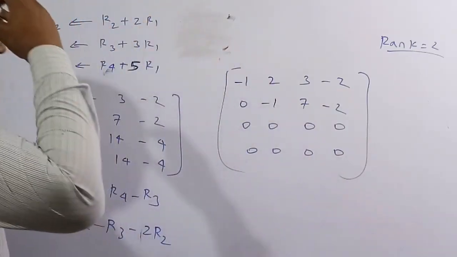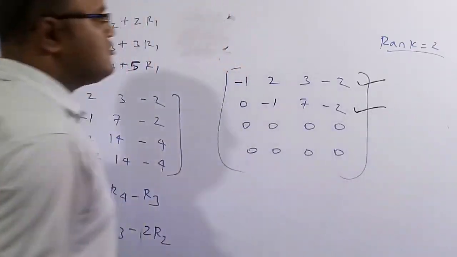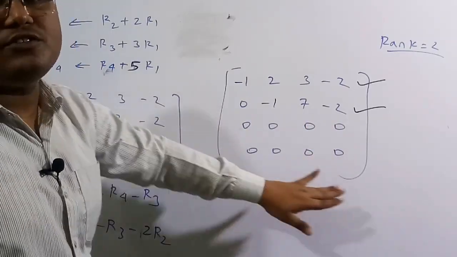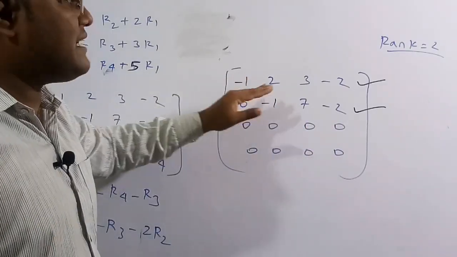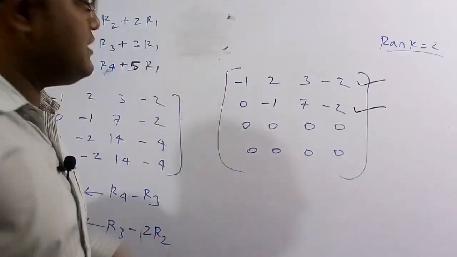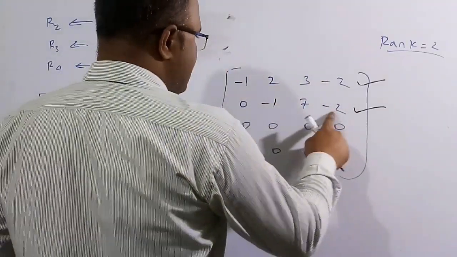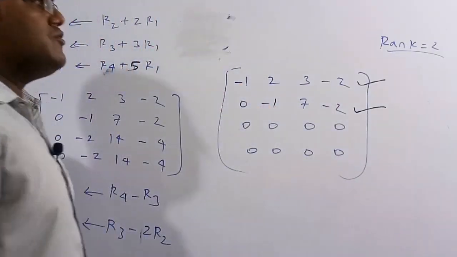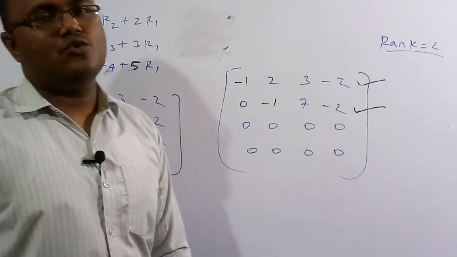So if you see carefully, there are only two non-zero rows, and these are zeros. These are purely zeros, but these are non-zeros. Non-zero means at least one of the elements in that row is non-zero. See, at least one of the elements in this row is non-zero, and at least one of the elements in this row is non-zero. That is said to be a non-zero row.